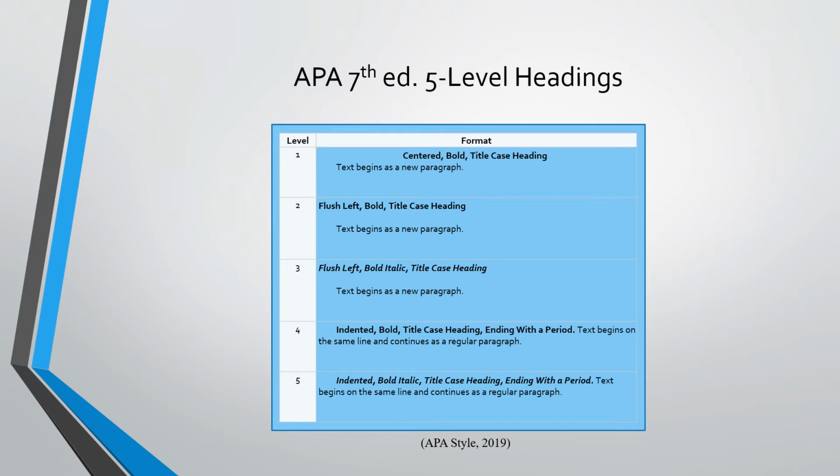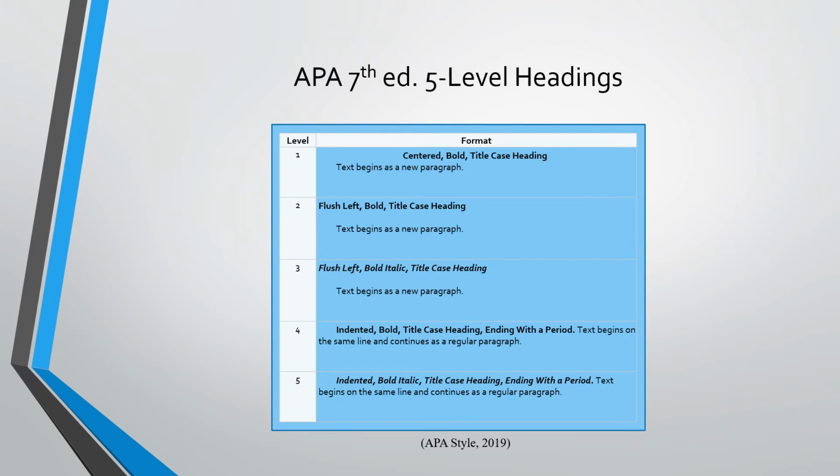APA 7th edition uses a 5-level heading system. This table shows the 5 levels. We saw level 1 on the previous page. Level 2 headings are also bold, title case, but they are flush to the left margin. The text then begins as a new paragraph and indented.